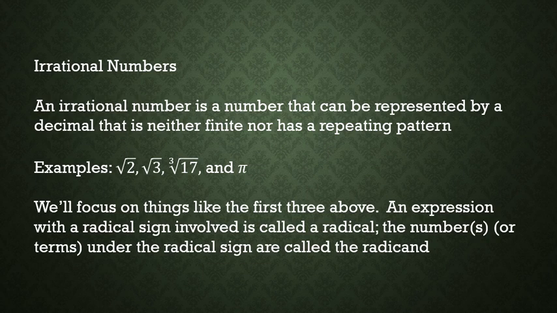An expression with a radical sign involved is called a radical, just the entire thing overall. The number or numbers or terms underneath the radical sign are called the radicand, just a little term that you want to be sure you keep straight. Radical is everything, the radical sign plus what's underneath it. The radicand is just what's underneath the radical.